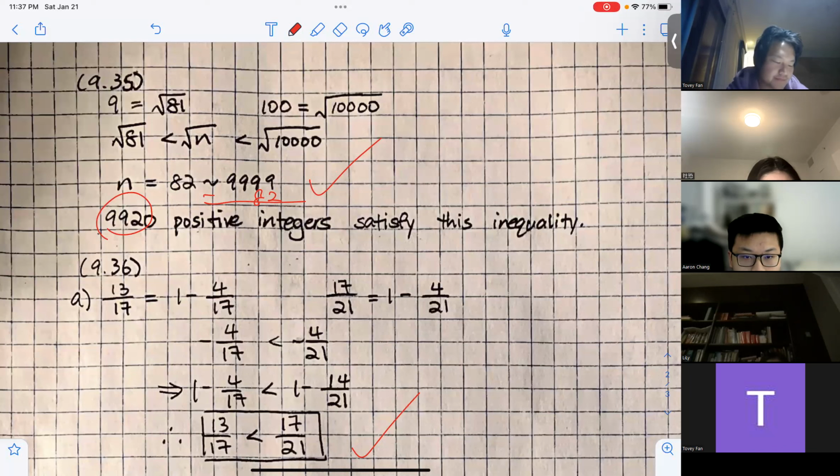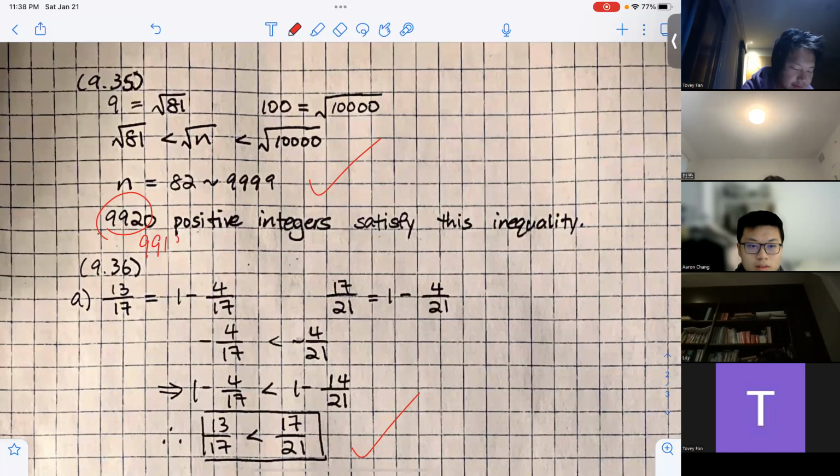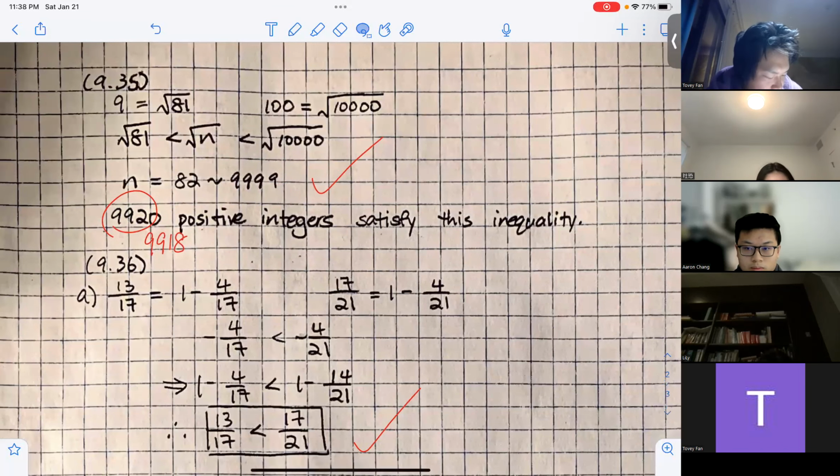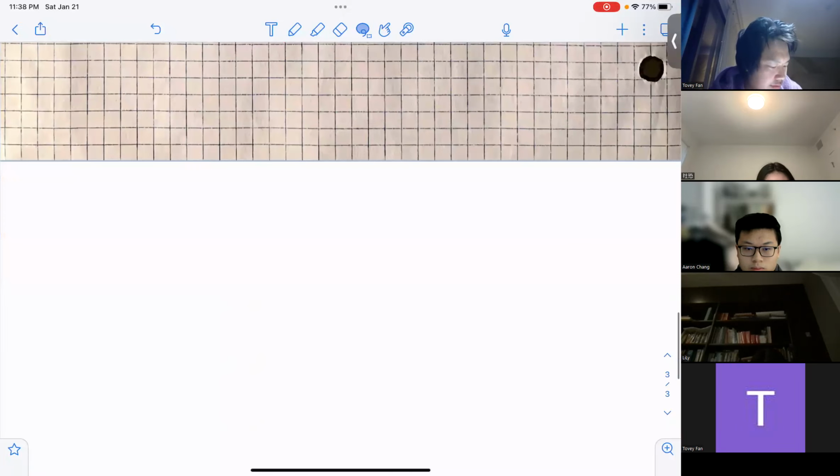So 9,999 minus 82 is 9,917. So it's 9,918. Yeah, so 9,918 for you, this one, okay? Somehow this one you just got a wrong answer here. And then Reika and Lily, you guys counted 10,000 in, right? Remember? So yeah, this question and nothing more.